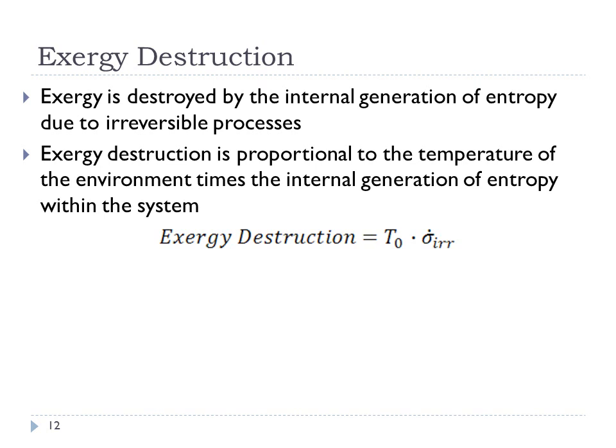What I'm trying to point out here is the concept of exergy destruction. Because of irreversible processes, the capability to generate work, hence exergy, is destroyed. And exergy destruction is equal to the temperature of the environment times the internal generation of entropy within the system. All those irreversible processes, all those collisions and friction between fermions, are destroying exergy, and that amount is equal to T naught times sigma dot irreversible.